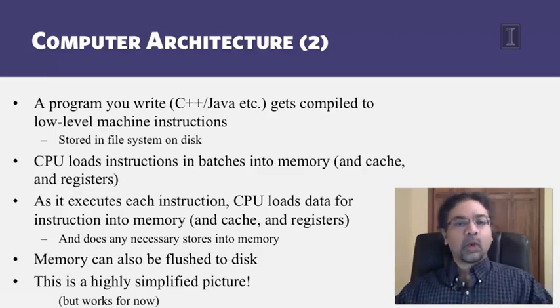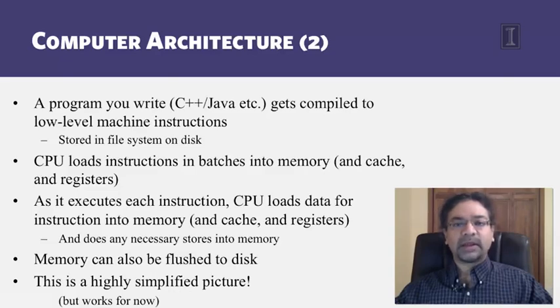on your disk. When your program starts executing, when it becomes a process, the CPU loads instructions in batches, or in the more simplified way, it loads instructions one by one. It loads them into memory and then into cache and into registers. Typically, the cache and the registers contain the last few accessed instructions, so they follow what is known as the least recently used principle. Now, as it executes each instruction, the CPU, which is executing the process, loads the data that is necessary for the instruction into the memory, and then if necessary into the cache and the registers.